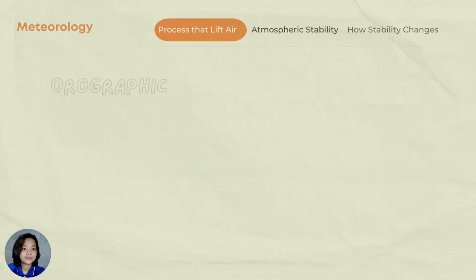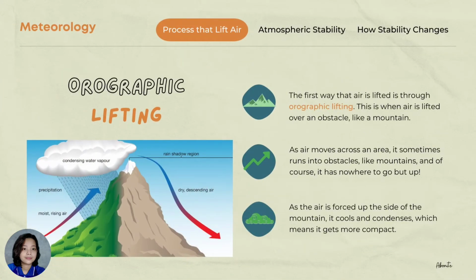The first way that air is lifted is through orographic lifting. This is when air is lifted over an obstacle, like a mountain. As air moves across an area, it sometimes runs into obstacles like mountains, and of course, it has nowhere to go but up. As the air is forced up the side of the mountain, it cools and condenses, which means it gets more compact.